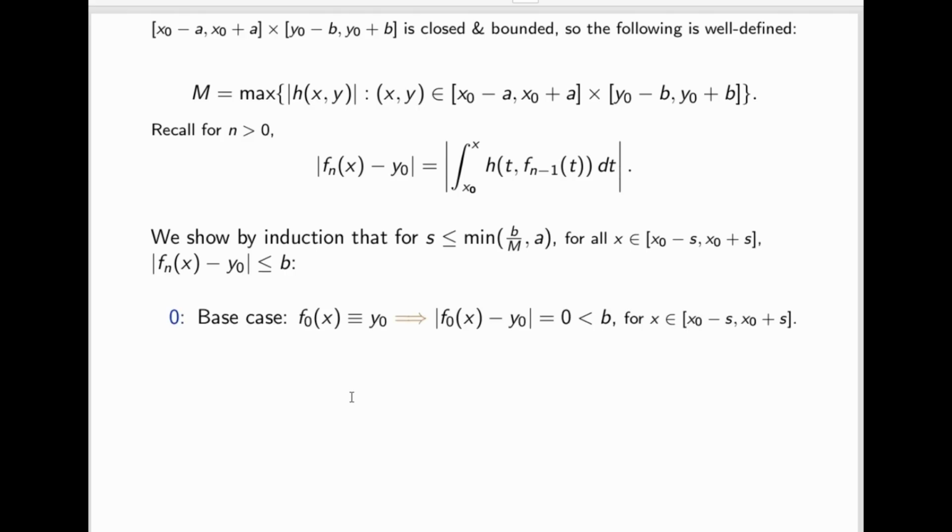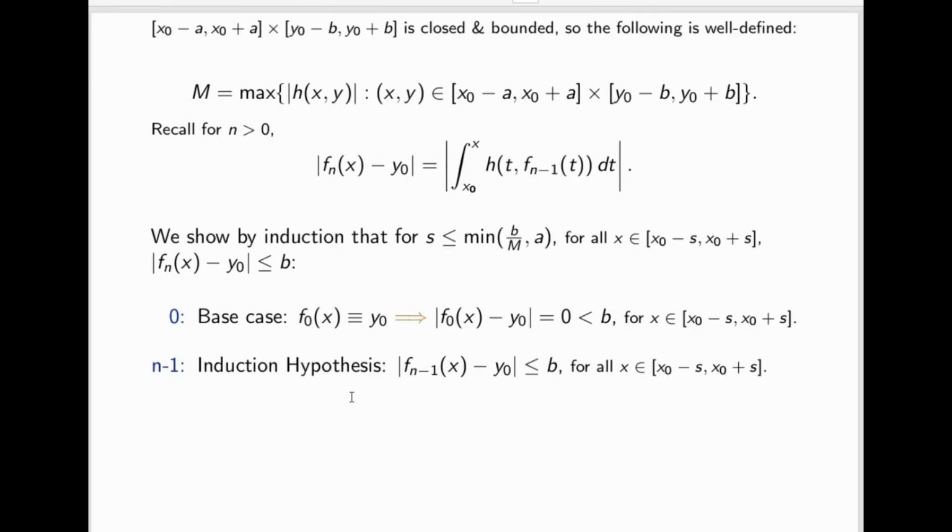Base case: f naught of x is equal to the constant function y naught. That implies f naught of x minus y naught is equal to 0, less than b, for all x in the closed interval x naught minus s and x naught plus s. Induction hypothesis for case n minus 1: the absolute value of f sub n minus 1 of x minus y naught is less than or equal to b for all x in that closed interval.